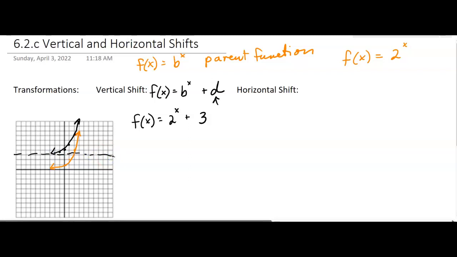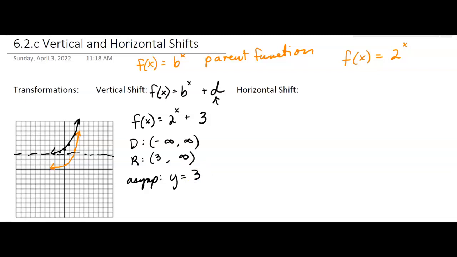Okay, so your domain is still all real numbers. But the range now is going from 3 to infinity. And the horizontal asymptote is at y equals 3. Okay, so that's a vertical shift. And of course, it could have shifted down. If it had been 2 to the x minus 3, then the whole thing would have shifted down.